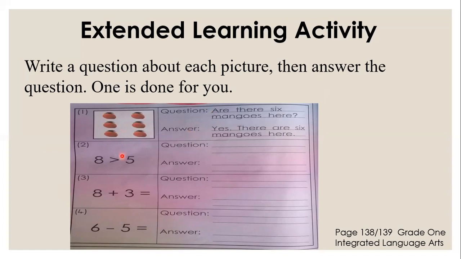Now number 2, 8 is greater than 5. You're going to write a question for it, and you're also going to write an answer. Number 3, 8 plus 3 equals. Now you're going to write a question and also an answer. Number 4, 6 take away 5 equals. Again, boys and girls, you're going to write a question and also an answer.